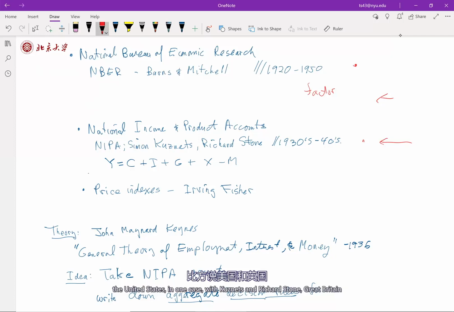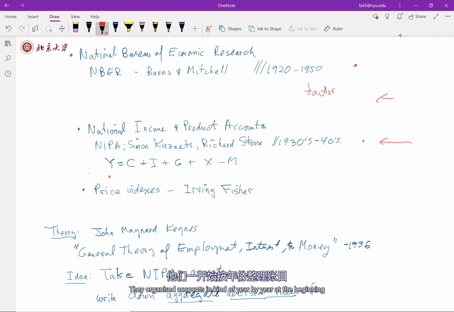The United States, in one case with Kuznets, and Richard Stone, Great Britain. And essentially what they did is, they did this both on the product side and the income side. They defined something called GNP. That's where this came from. And they broke it into components, mutually exclusive components. GNP is equal to consumption. They had a definition of consumption. What kind of economic activities are consumption? What's investment? Things used to augment capital stocks. Government's purchases, exports, and imports. So I've written as C, I, G, X, and M. That's in a lot of economics books.